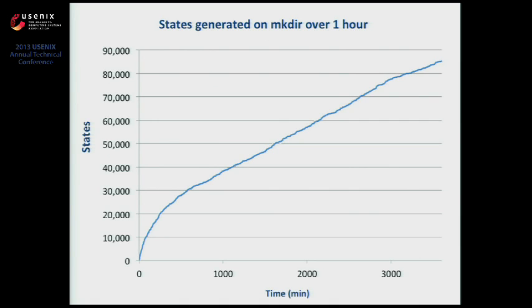Here, for example, this graph shows how states are being generated over a period of 1 hour for the common utility called makedir. See, it climbs up to almost 90,000 states in an hour. And if we just let this go for longer, it will eventually run out of memory and crash.